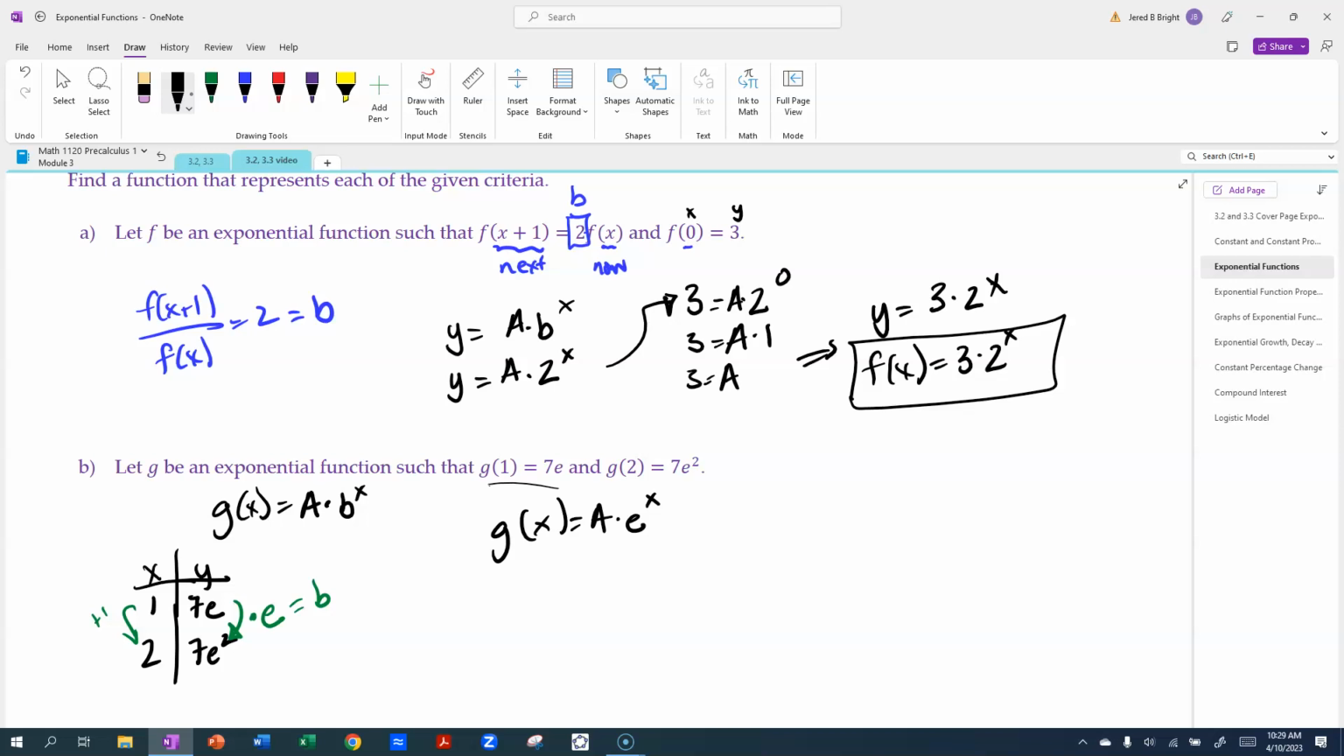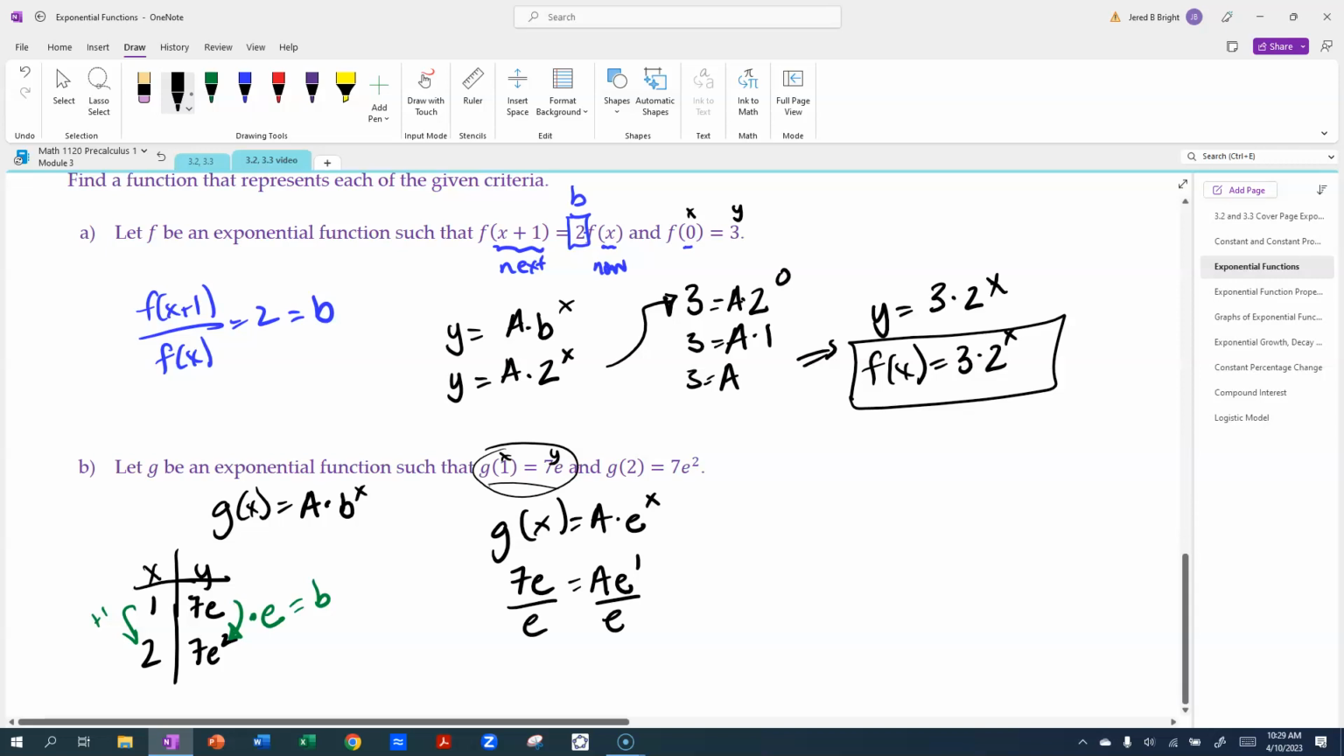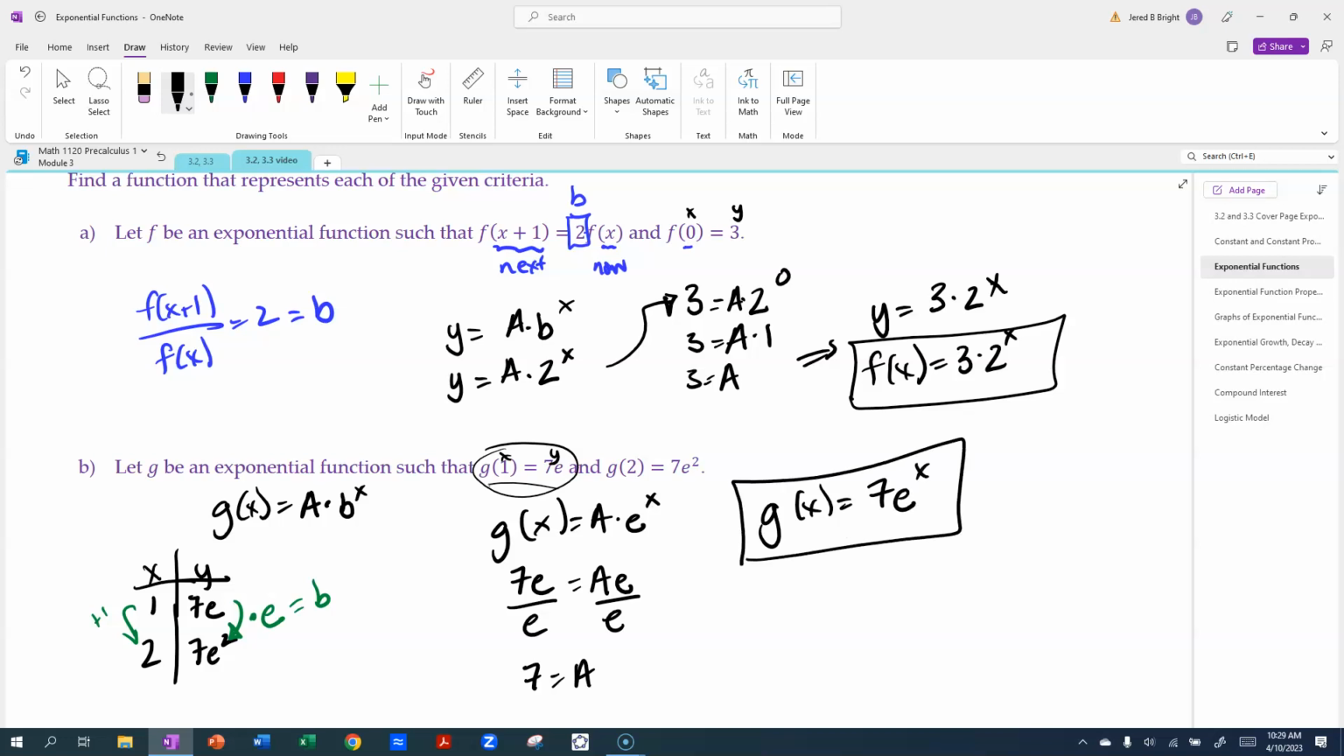Now how do I find a? Well, I found a previously by substituting in values. So if I put in this point, x and y, I have a times e to the 1 is equal to 7e. Divide both sides by e, and e to the 1 is just e. And I get 7 is equal to a. So g of x would equal 7e to the x, and that's going to be my function.